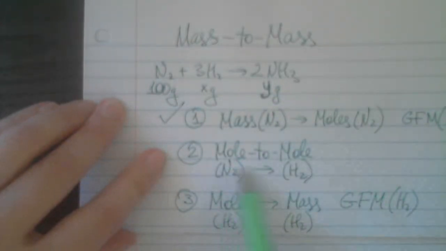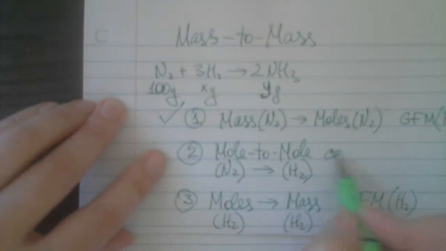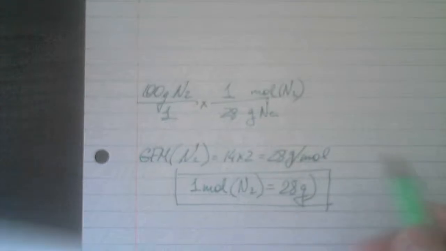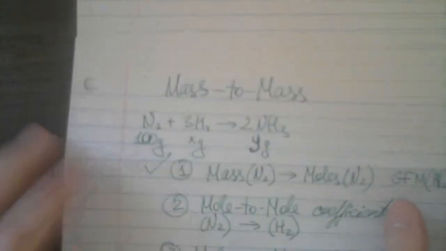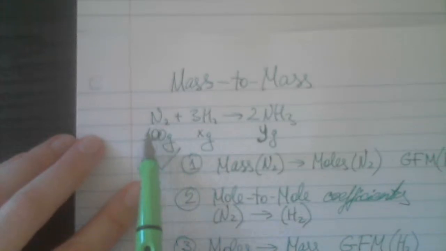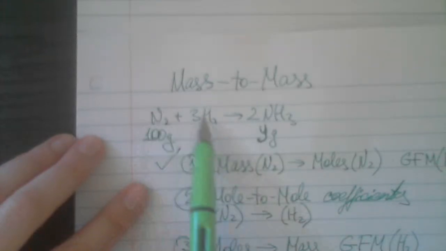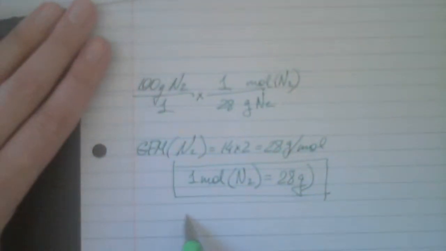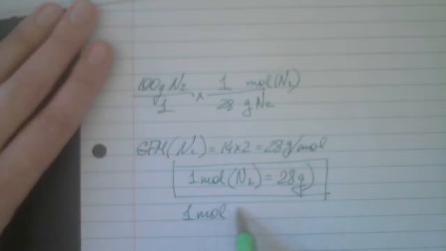Okay, our next thing will be to use coefficients. For this step, we're using coefficients. So what do we see on the reaction? Reaction says that 1 mole of nitrogen reacts with 3 moles of hydrogen. It means that 1 mole of nitrogen reacts with 3 moles of hydrogen. This is my mole-to-mole conversion factor.